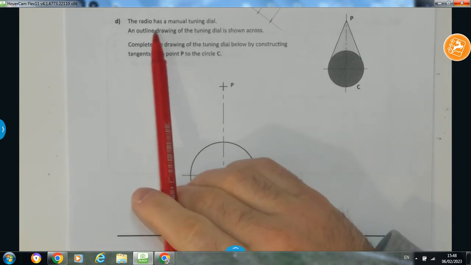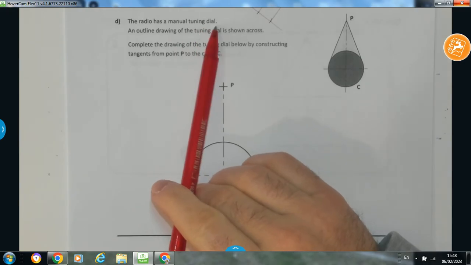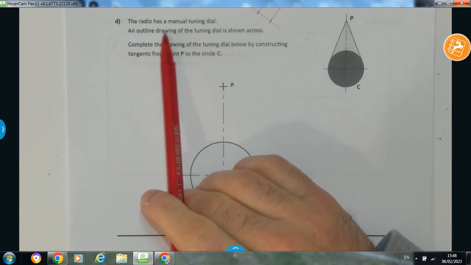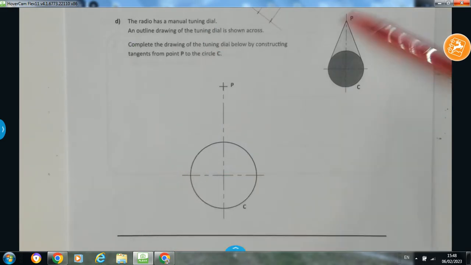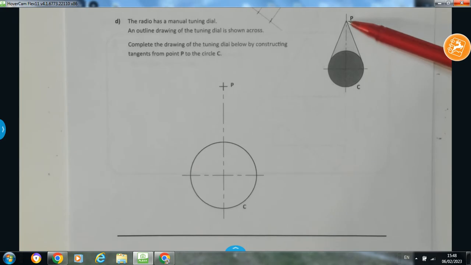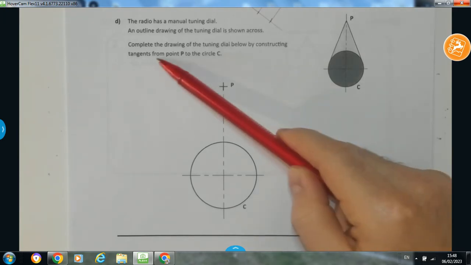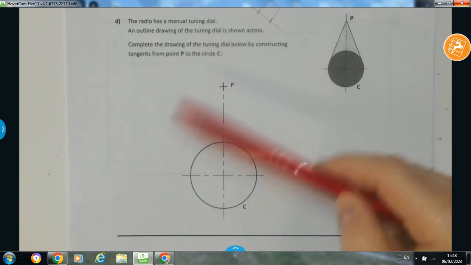So you can see here it says the radio has a manual tuning dial. Okay, this is from last year's, I think, Junior Cert mock paper. It says an outline drawing of the tuning dial is shown across. So we can see here we're given a circle C and we've got a point P up here that is connected to the outside of the circle. These are our tangents. Then it says complete the drawing of the tuning dial below by constructing tangents from point P to the circle C.